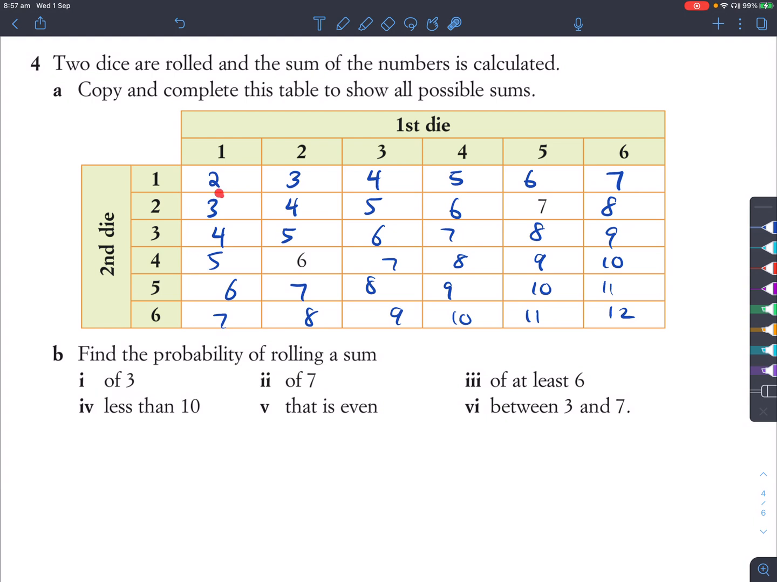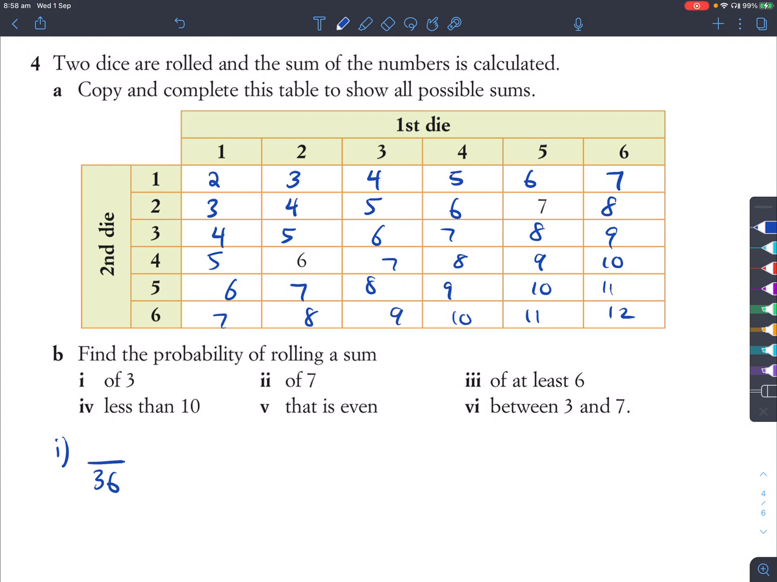Then for part B, find the probability of rolling a sum of 3. So how many 3s do we have here? We've got basically 2 of them, right? But in this case, if we roll 2 of them, what's it out of though? We've got 6 that we can get from the first die and 6 we can get from the second die. So 6 times 6 is 36. We have 36 outcomes that we can get.